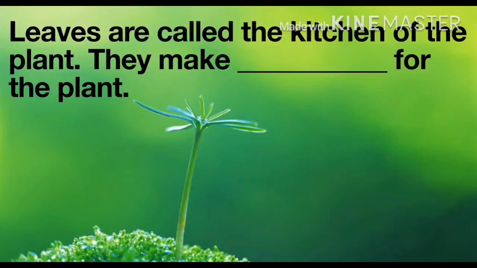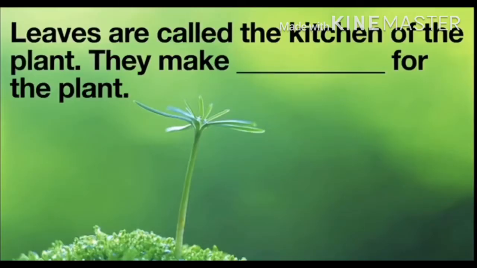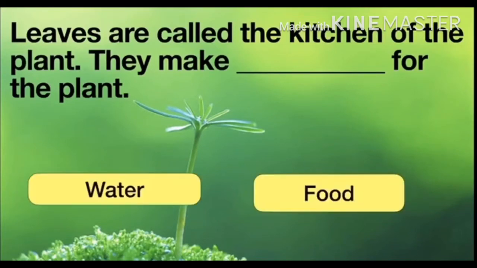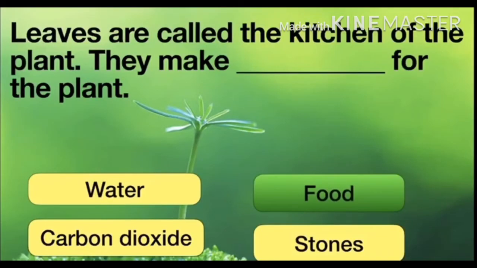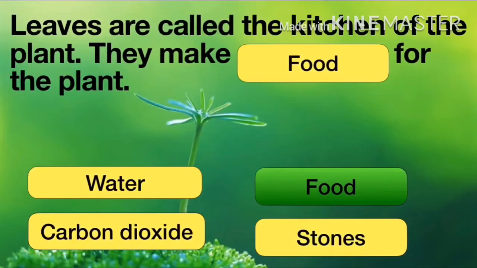Leaves are called the kitchen of the plant. They make dash for the plant. Your options are water, food, carbon dioxide, stones. Guess the answer, and the right answer is food. So leaves are called kitchen of the plant because they make food for the plants. That's why they are called the kitchen of the plant.